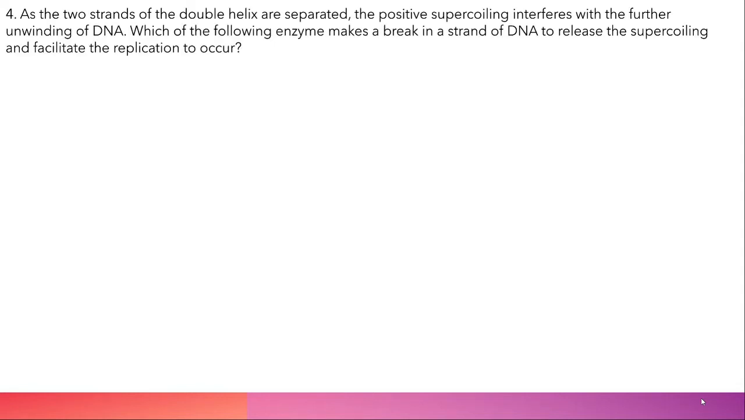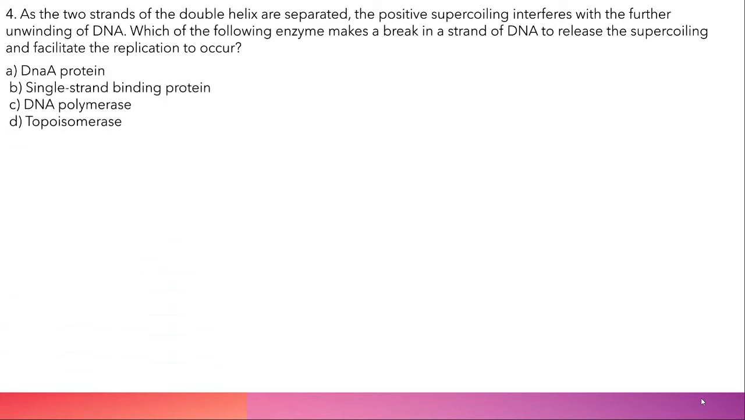Let's go for the fourth question. As the two strands of the double helix are separated, the positive supercoiling interferes with the further unwinding of DNA. Which of the following enzymes makes a break in a strand of DNA to release the supercoiling and facilitate the replication to occur? The options are A, DnaA protein; B, SSB proteins, that is single stranded binding protein; the third one is DNA pol; and the fourth one is topoisomerase. So the correct answer is option D, that is topoisomerase.